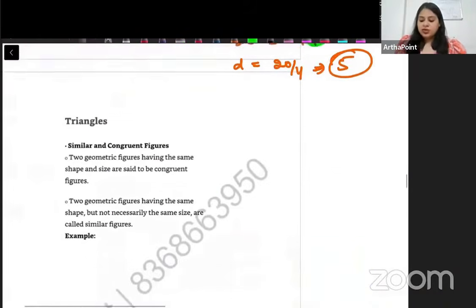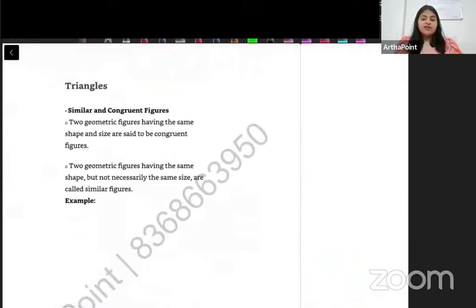Now we will begin with the next topic called triangles. A very, very important topic, but a very easy topic also. Let us look at some of the important things.